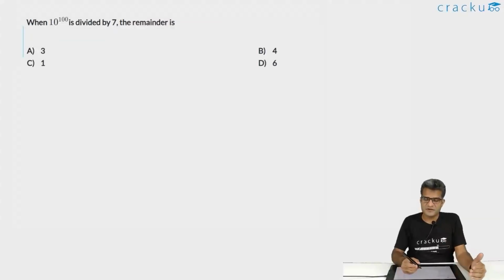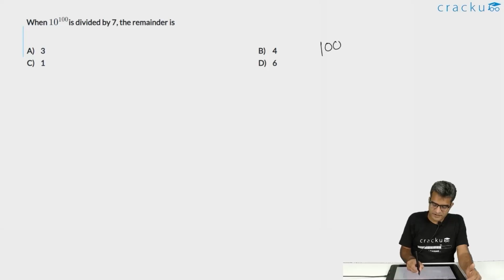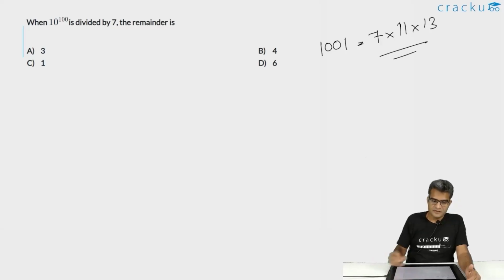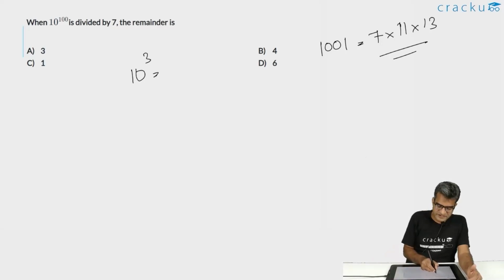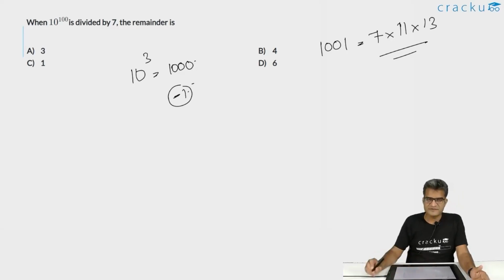In this question, we are asked to calculate the remainder when 10 to the power 1000 is divided by 7. Now, one thing we know is 1001 is equal to 7 into 11 into 13. So 10 cube, which is equal to 1000, leaves a remainder of -1 when divided by 7. So 10 cube leaves a remainder of -1, which is basically 6 when divided by 7.